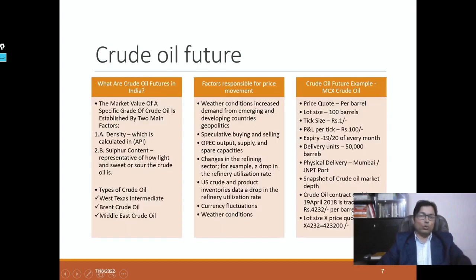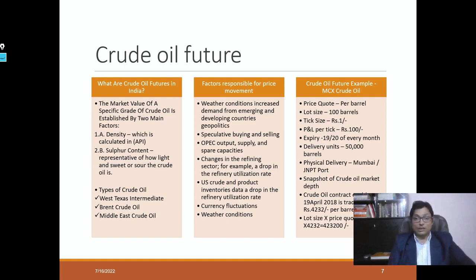And then we have crude oil futures. So as we saw gold futures and currency futures, what are the crude oil futures in India? The market value of a specific grade of crude oil is established by two main factors, density and its sulfur content. And these types of crude oil, as we see, are West Texas Intermediate, Brent crude oil, and Middle East crude oil. So these three types of crude oils are there.